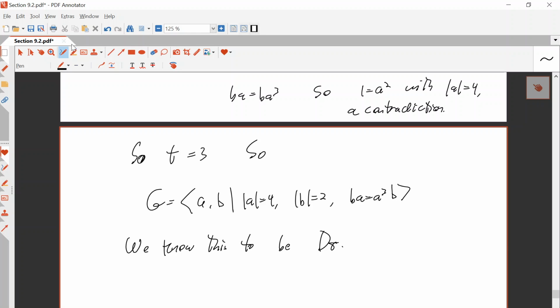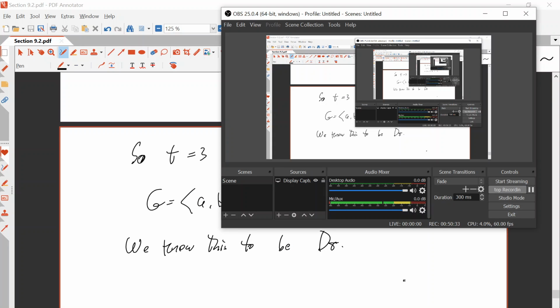Maybe we can do, so we know everything of order less than or equal to 12, all groups. Maybe we can do some more later on, but that's enough for today. Okay.